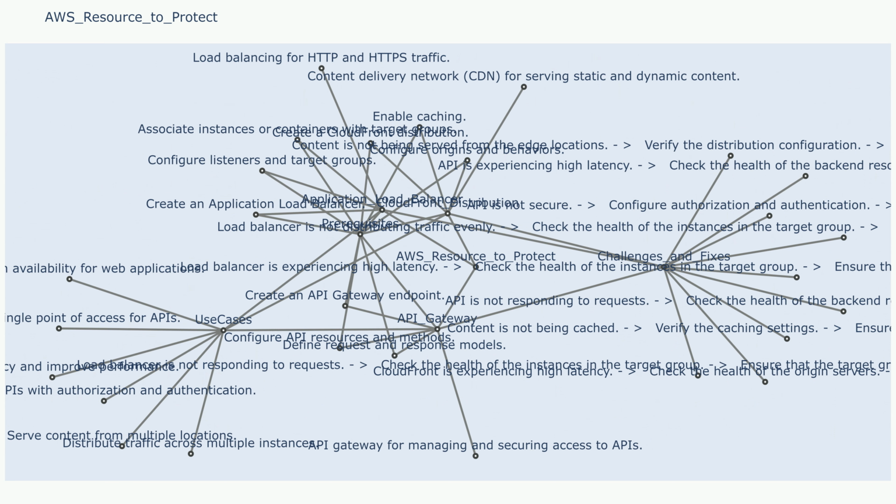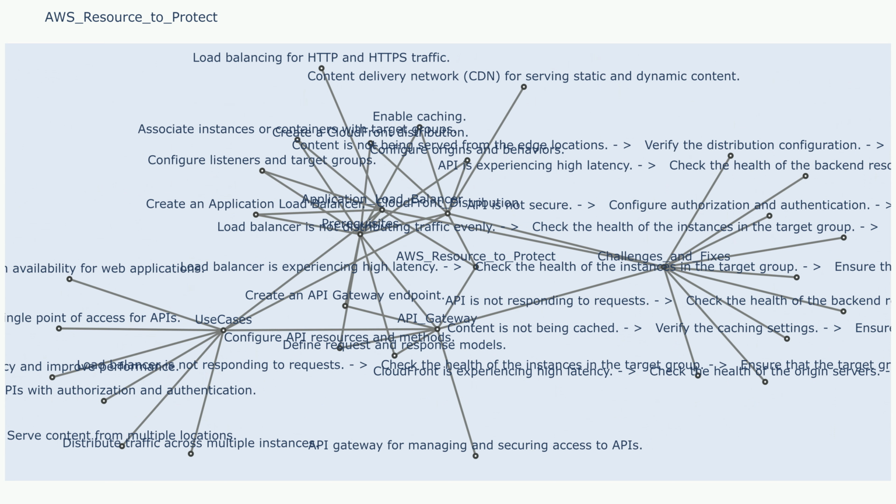Ensure that the API Gateway endpoint is properly configured and accessible. Check if the API Gateway endpoint is throttled or experiencing rate limiting. Check if the API Gateway endpoint is properly mapped to the backend resources. Ensure that the API Gateway endpoint is configured with the correct IAM policies and permissions.